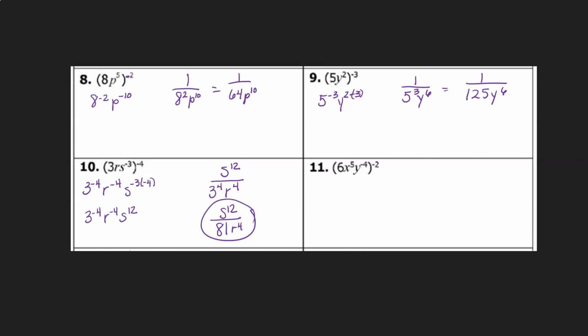Number 11. I have 6 to the negative 2nd, x to the 5 times negative 2, y to the negative 4 times negative 2. So I have 6 to the negative 2nd, x to the negative 10th, y to the 8th. So I have 1 over 6 squared, x to the 10th, and I'm going to leave that y to the 8th up here. So I have y to the 8th over 36x to the 10th.